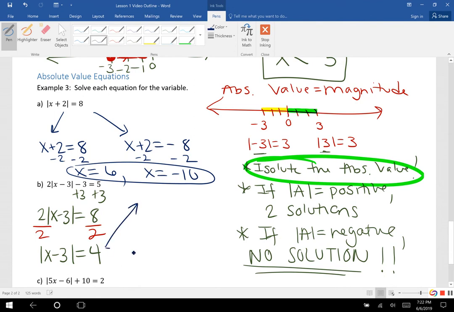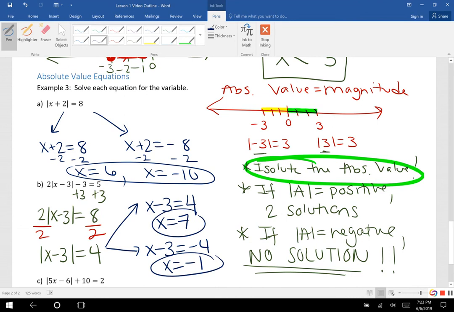And once again, I have absolute value equals a positive. So there's 2 possibilities. That x minus 3 could equal positive 4, or x minus 3 could equal negative 4. And so to solve, I'm going to add 3, so 7, or negative 1. Those are my 2 solutions.